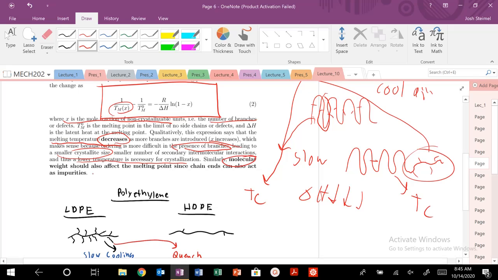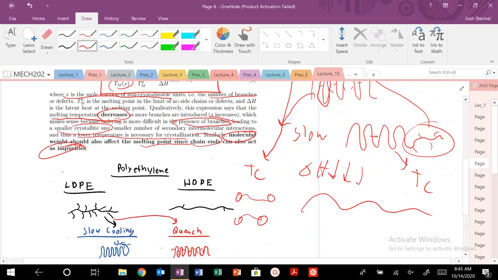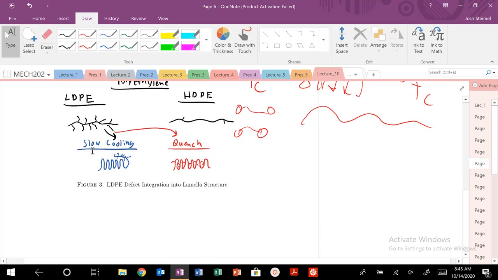Also, if you have low molecular weight, that will also affect the melting point, not only due to the number of these interactions, but your chain ends. If I have short polymers instead of long polymers, there are more chain ends at low molecular weights, and they can also act as impurities. You can see this whole concept shown here. LDPE versus HDPE. If I have slow cooling here, I can exclude some of these branches from my perfect structure. If I quench, then I'm just stuck. Look at all these branches in my crystalline region. They serve as defects, they push apart, and we can't crystallize as efficiently.